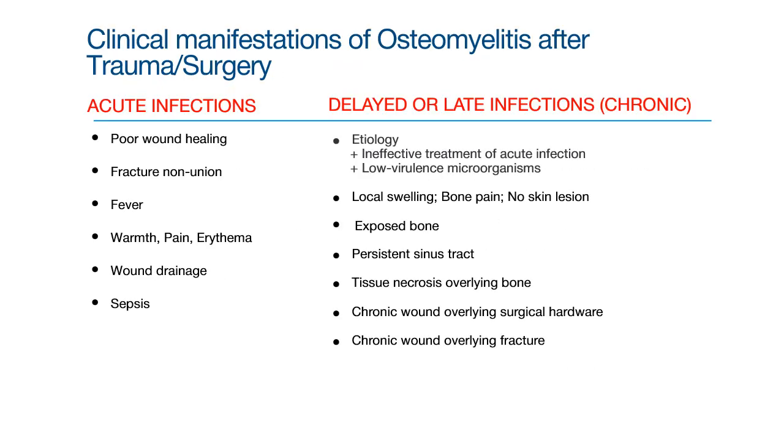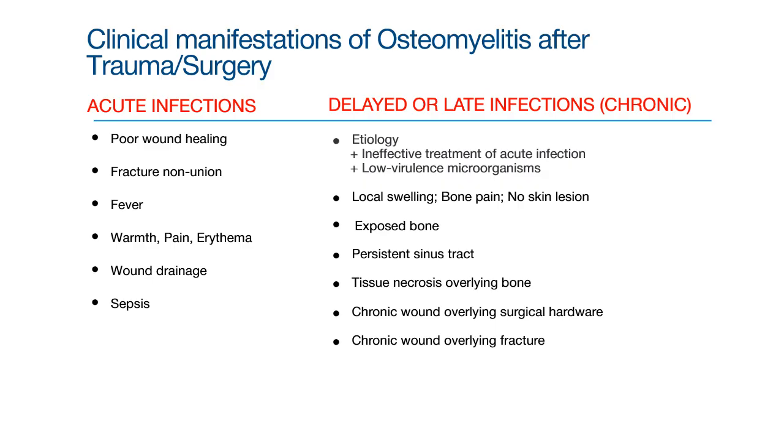The clinical presentation of acute post-traumatic osteomyelitis is one of poor wound healing and fracture non-union. Fever, wound drainage, warmth, pain, and erythema may occur. Diagnosis involves, as in other settings, a combination of clinical signs, laboratory markers, microbiology, histopathology from biopsy specimen, and also imaging studies.